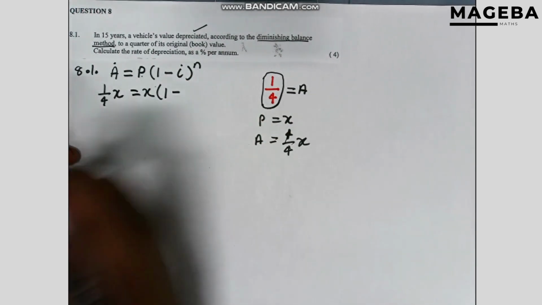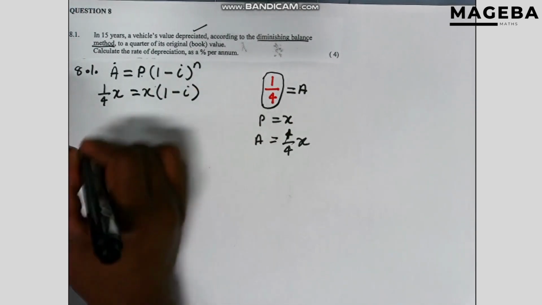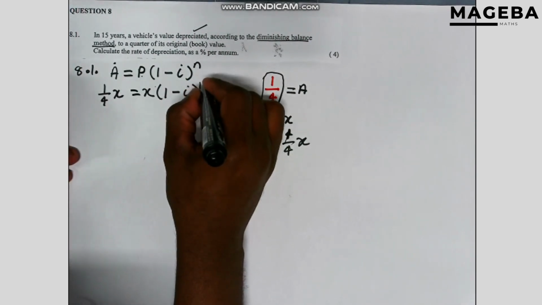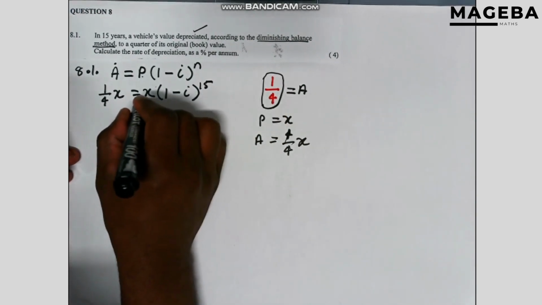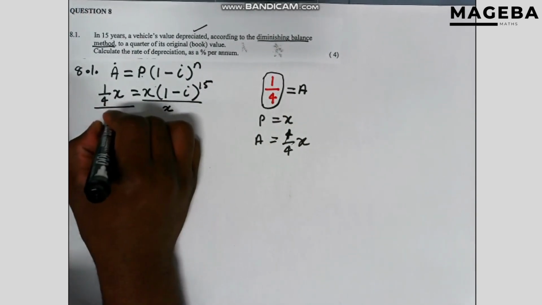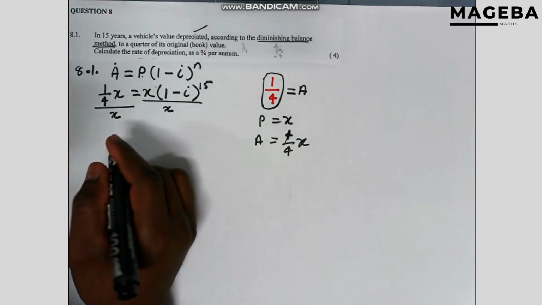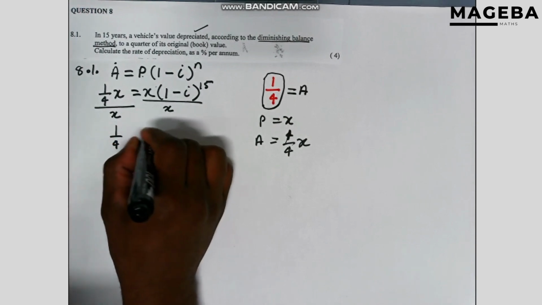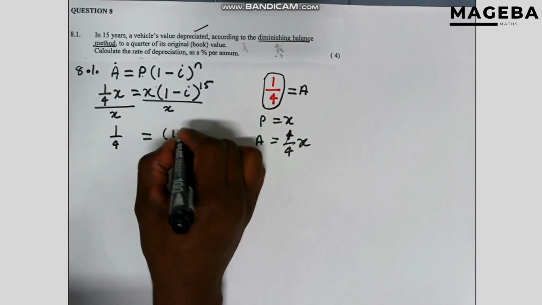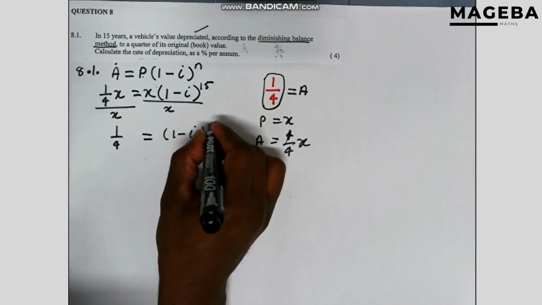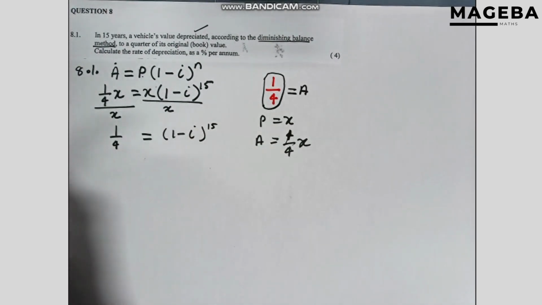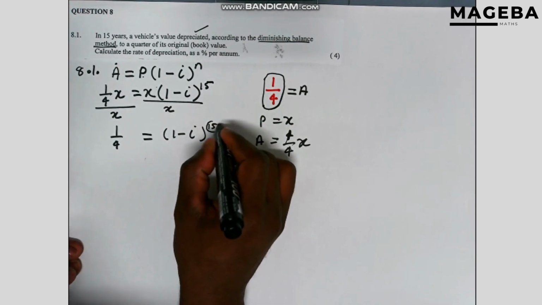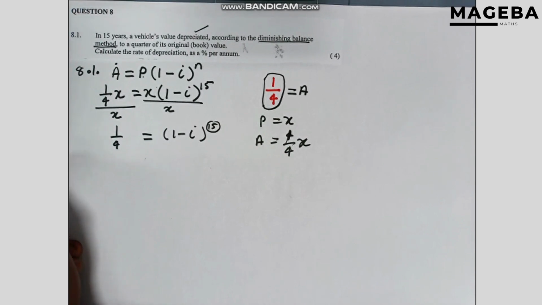We're looking for i, and after how many years? They told us that it's 15 years. Then from here, divide by X, we're left with 1 over 4. Let me just say 1 over 4 equals 1 minus i to the power of 15. And then from here I have to get rid of this 15. How do I get rid of this 15?